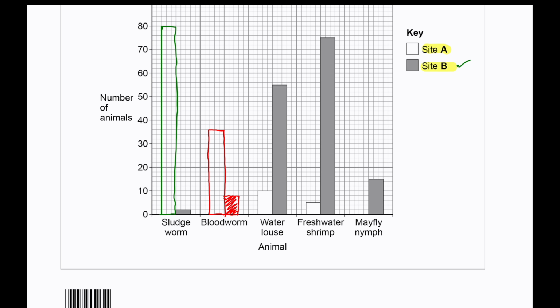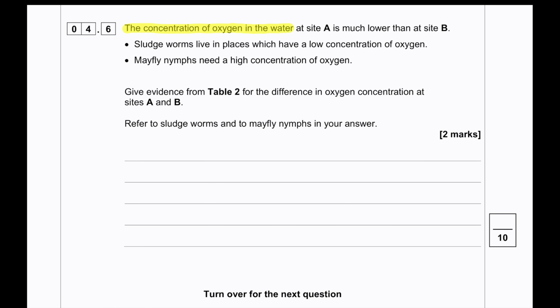Alright. The concentration of oxygen in the water at site A is much lower than at site B. Sludge worm live in places which have low concentration of oxygen. Mayfly nymphs need a high concentration of oxygen. Give evidence from table 2 for the differences in oxygen concentration at site A and B. Refer to sludge worm and to mayfly nymphs in your answer.